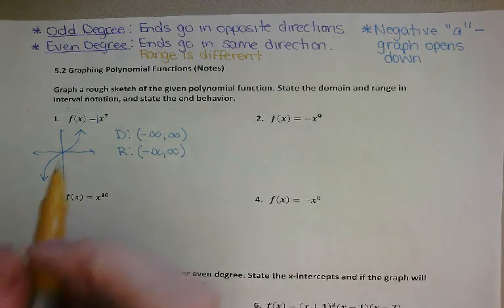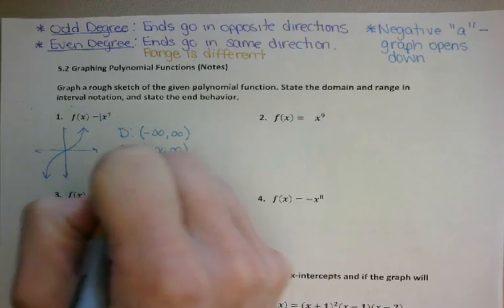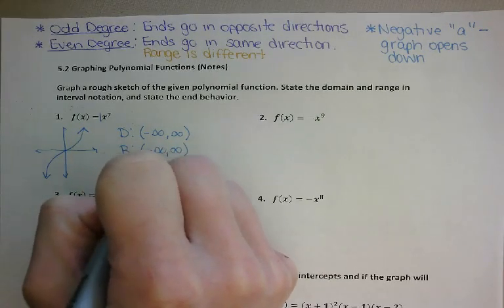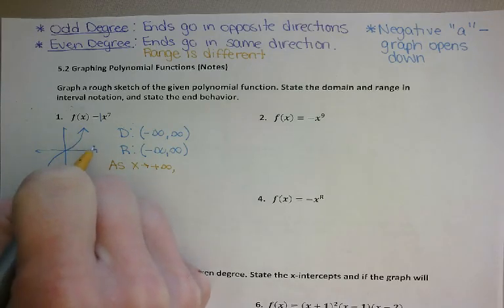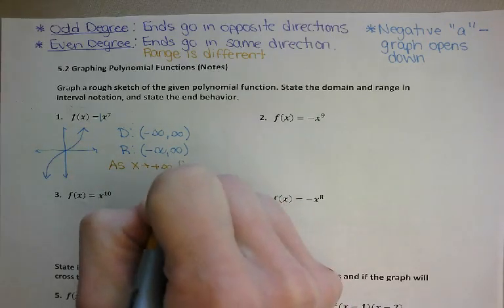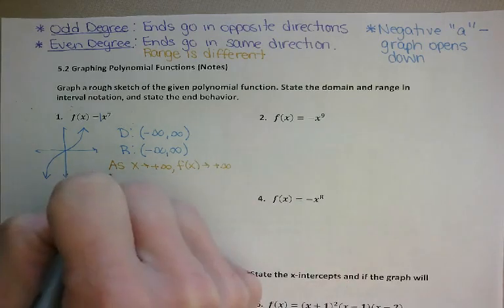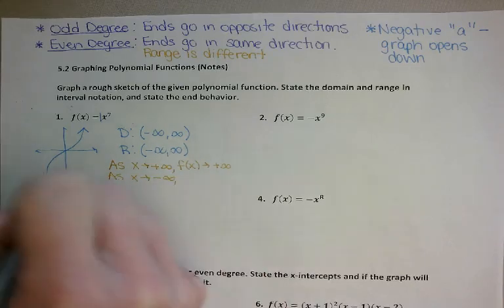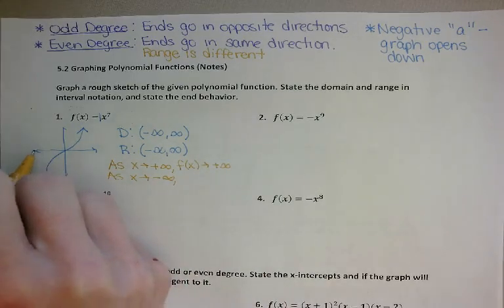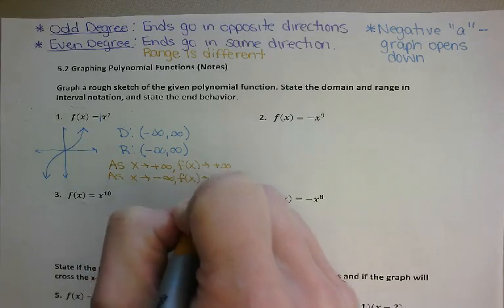So then it says, also state the end behavior. So as my x's are going to +infinity, which means as I'm going to the right, our graph is going up. So the y's are going up. Now as my x's go to -infinity, so as I'm going this way, the graph is going down. So the y values are going to -infinity.